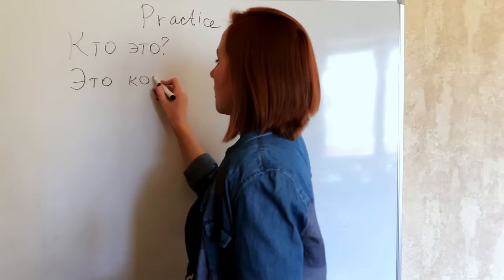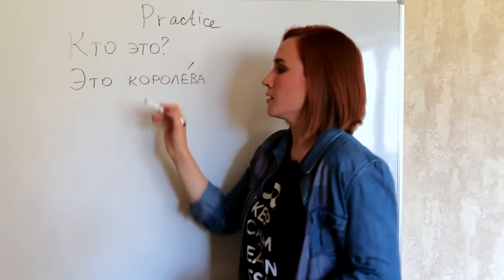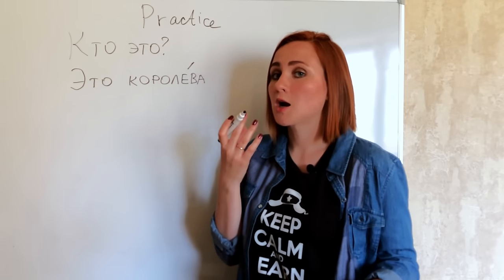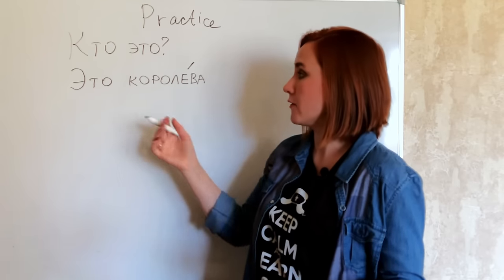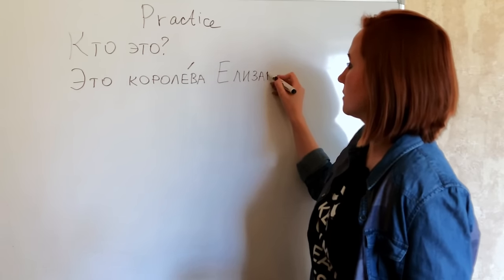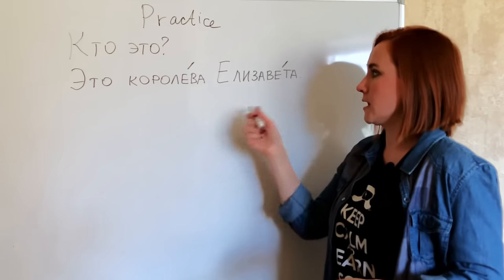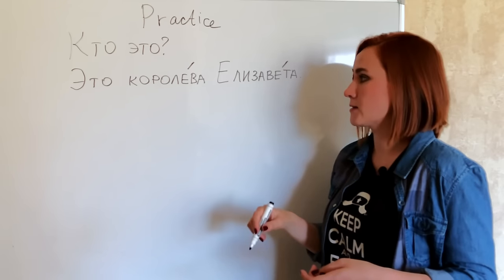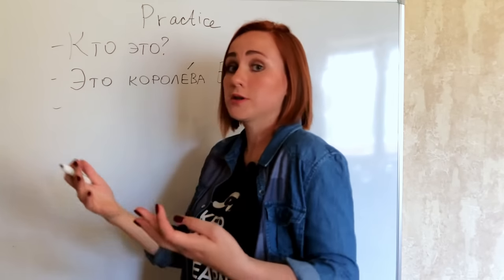Это королева. Королева. Again, I'm never getting tired of saying about it. Vowel reduction. Королева, not королева. Open your mouth. Королева. Елизавета. This is how you say the name Elizabeth in Russian. Елизавета. Это королева Елизавета. Then, who is she?